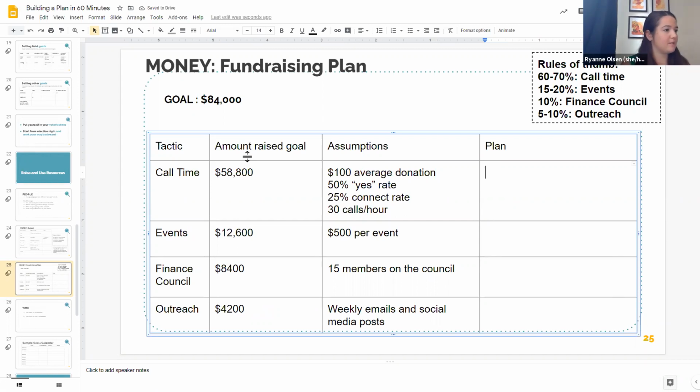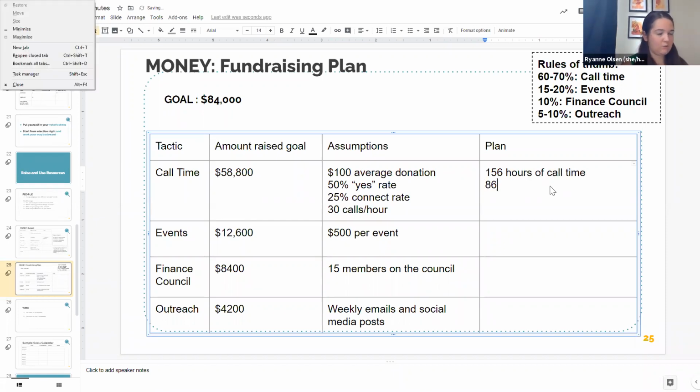So when we think about this, okay, so let's say our average donation is $100. Let's assume when we call someone, talk to someone, there's a 50% chance they say yes. Let's assume of every dial, we're able to talk to one person, and we can make 30 calls per hour. With all of those assumptions, that basically means we need to be doing 156 hours of call time throughout the campaign.